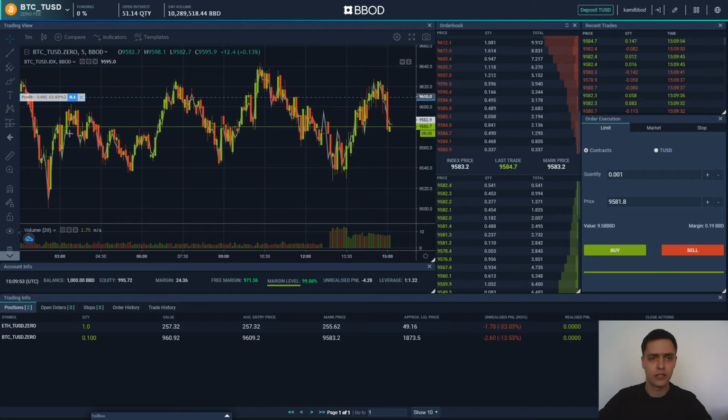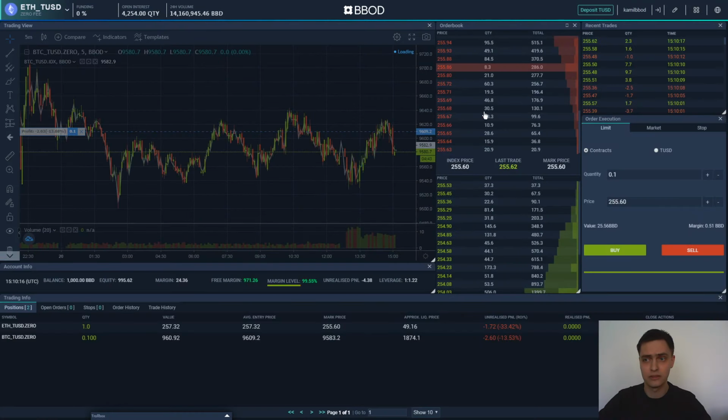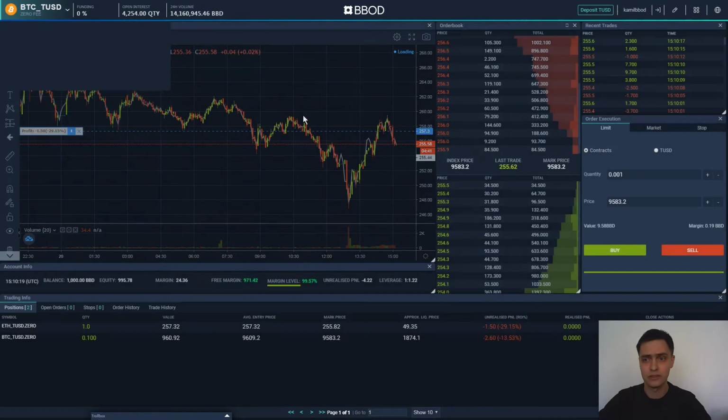I will cover the chart at the very end. So I will now move to the order book, which is here. As you can see, all the bids and asks for a given symbol. Here you can see in recent trades all the trades that are going on the platform for a given symbol. It's going to be different, obviously, for different symbols.